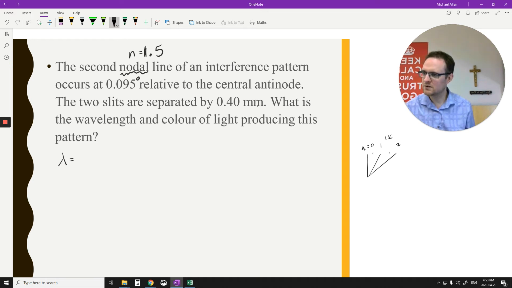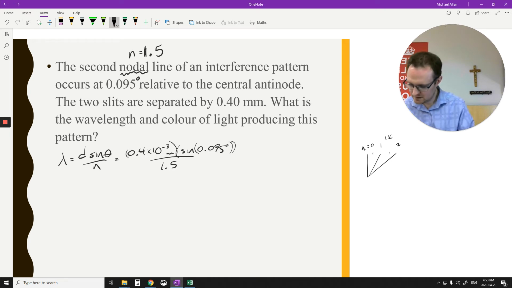So we could just go through this and say this is d sine theta over n. So my d here. If you want to put down your givens, you can. Not too concerned about that at this point. Let's put this angle in there. And I'm going to divide by my n of 1.5 because I'm talking about a nodal point there. Okay, so let's punch out my calculator.